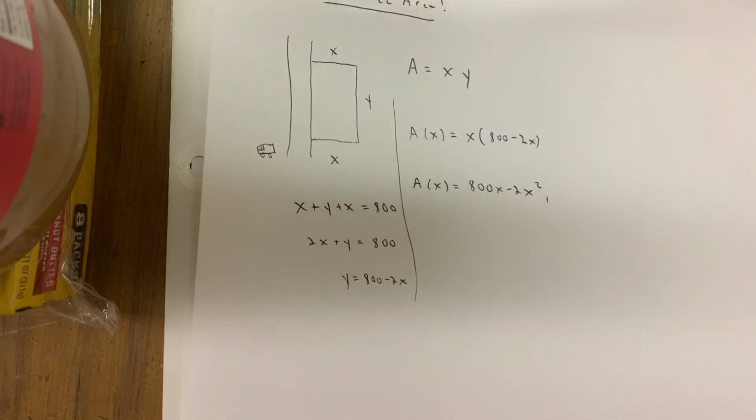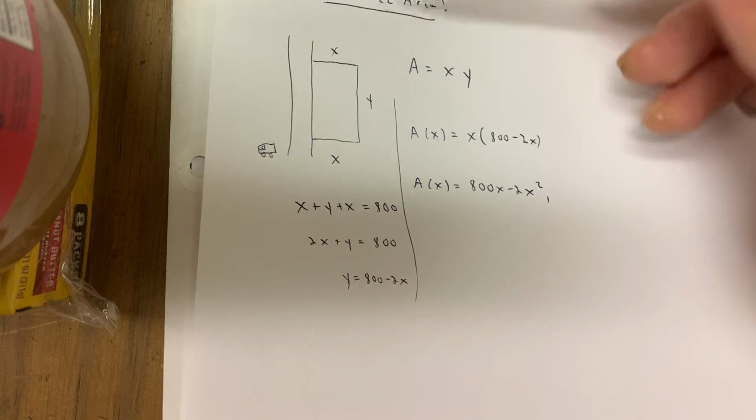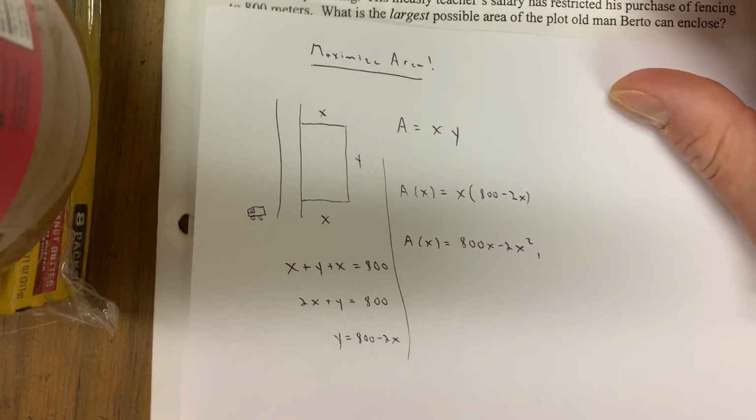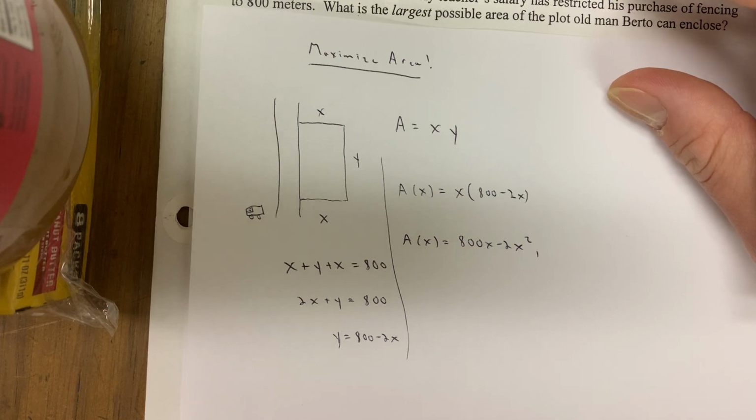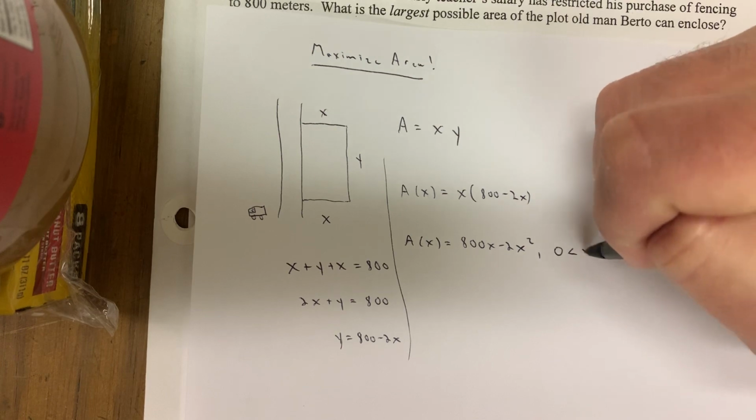But if it did, then y would equal 800. You just have one vertical length right here. You wouldn't have a rectangle. The area would actually be 0. That's not a way to maximize area. That's a way to minimize area. Okay, so look, we're going to say that x has to be greater than 0.